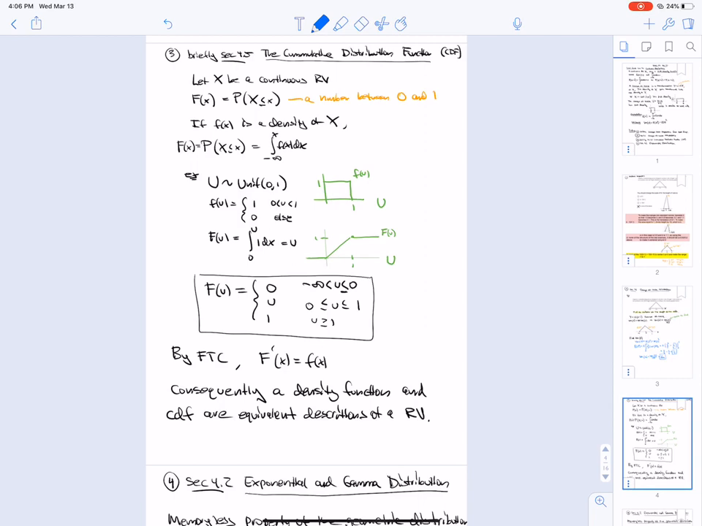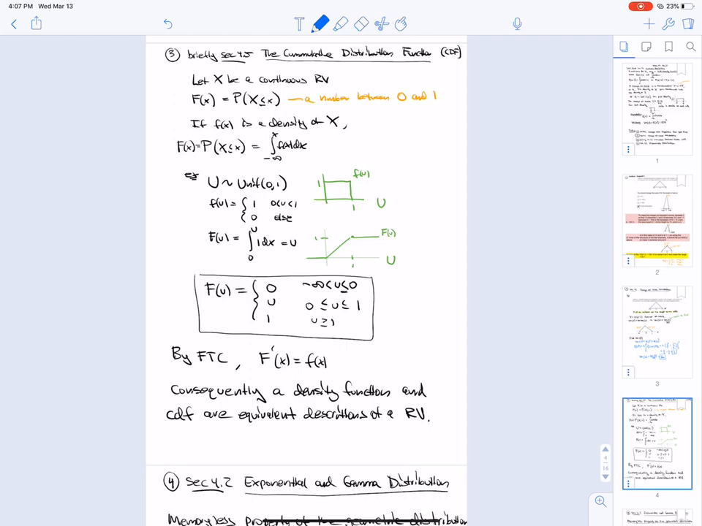the only calculation you really need to make is for when the density is between 0 and 1, and in that case we're going to integrate from 0 to u 1 dx, since the density is 1 between 0 and u. So we get f of u is equal to u. So that's just a diagonal line. So between 0 and 1 we get a diagonal line.